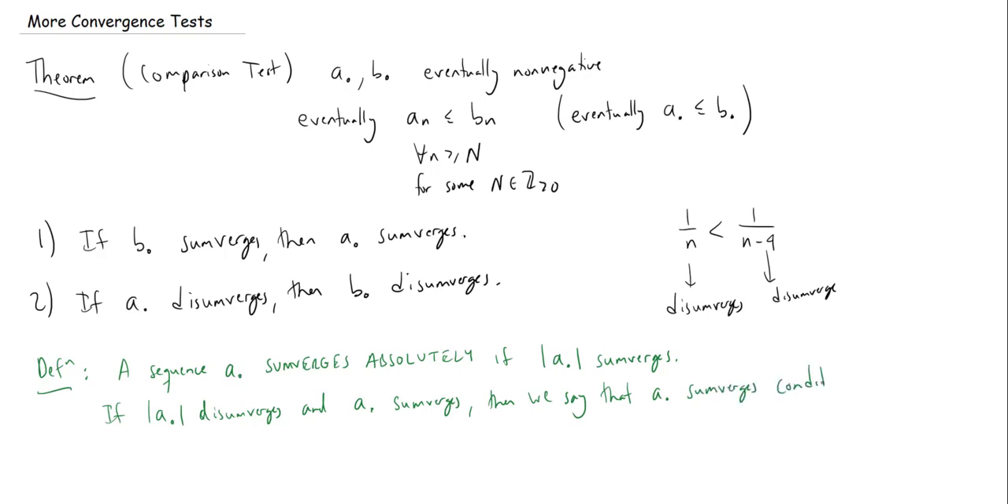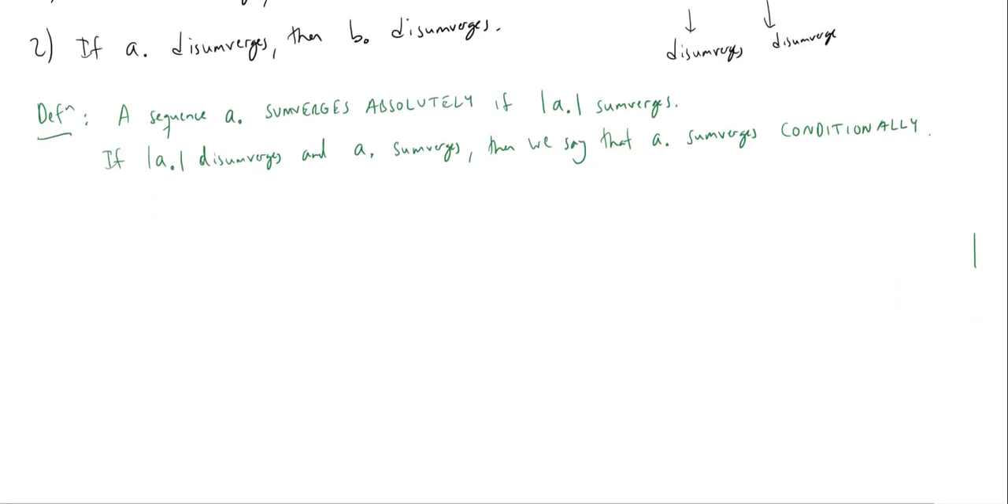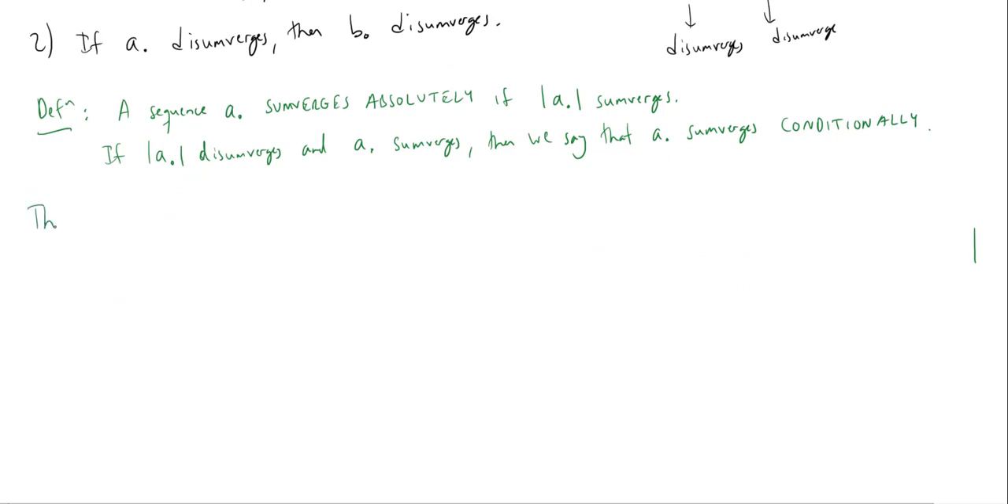which I don't love. Okay, I'm going to capitalize this here, but I don't love this phrasing, conditionally. It makes it sound like, oh, there's some condition that would make A converge. And that condition is that it's itself. Don't take the absolute value. Okay, so let's write down then the absolute convergence test.